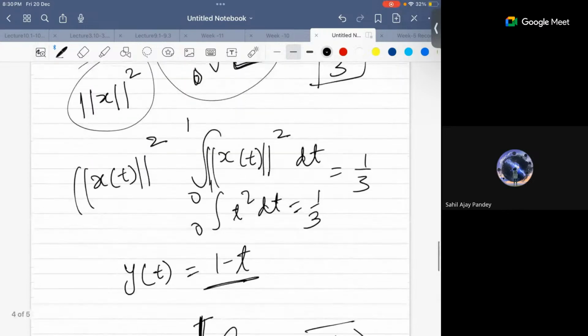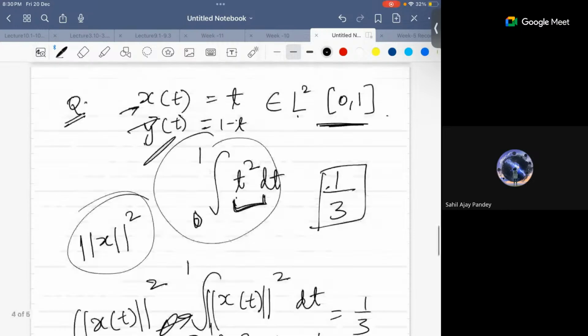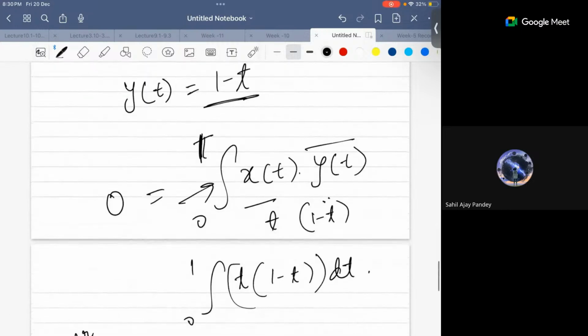Or you can be asked to calculate the norm. So the norm formula is this one. This is the norm formula, and this is the inner product. Clear to you?